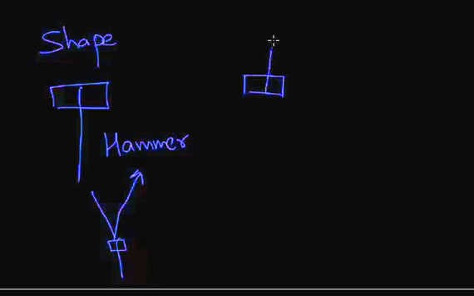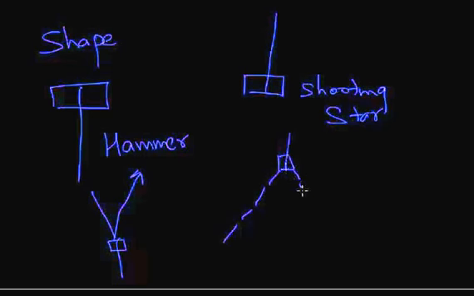This, on the other hand, is called a shooting star, or also called an inverse hammer. Whenever you see this kind of situation at the top of the chart, it has a tendency to turn around and reverse.